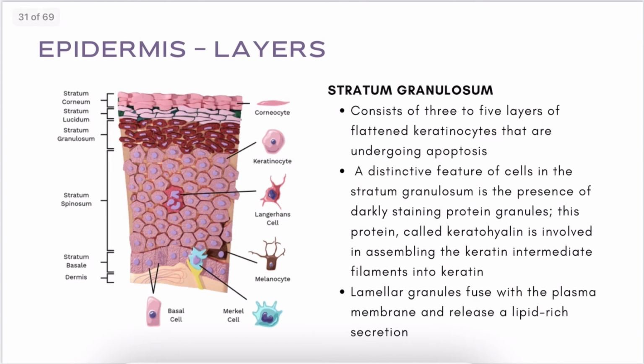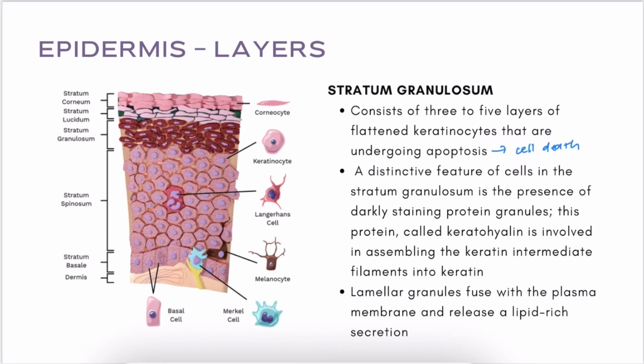Now let's talk about the stratum granulosum. The stratum granulosum consists of 3 to 5 layers of flattened keratinocytes that are undergoing apoptosis. Recall that apoptosis is an orderly, genetically programmed cell death in which the nucleus fragments before the cells die. The nuclei and other organelles of these cells begin to degenerate as they have moved farther from their source of nutrition. A distinctive feature of cells in the granulosum is the presence of darkly staining protein granules. This protein, called keratohyalin, is involved in assembling the keratin intermediate filaments into keratin.